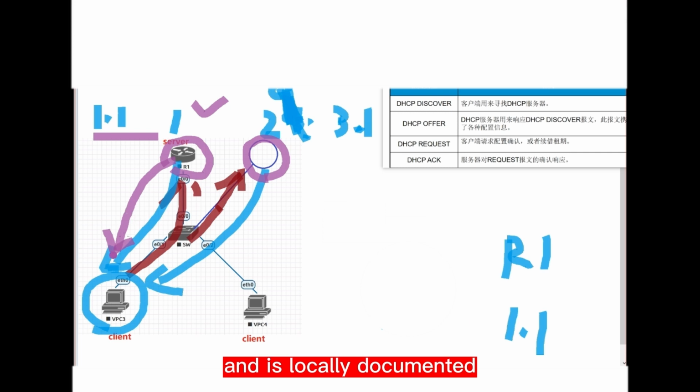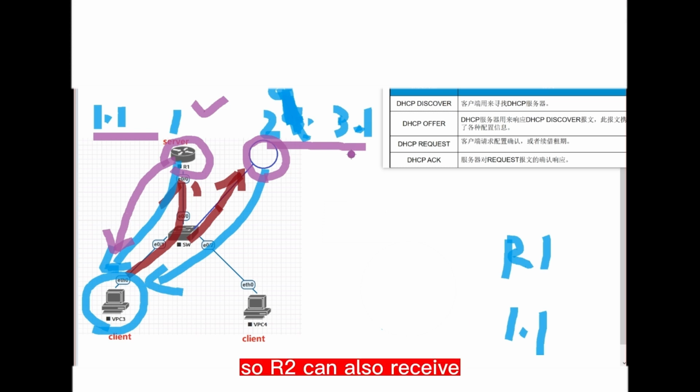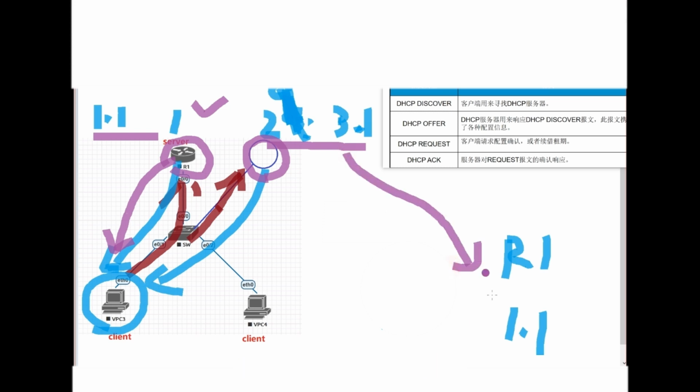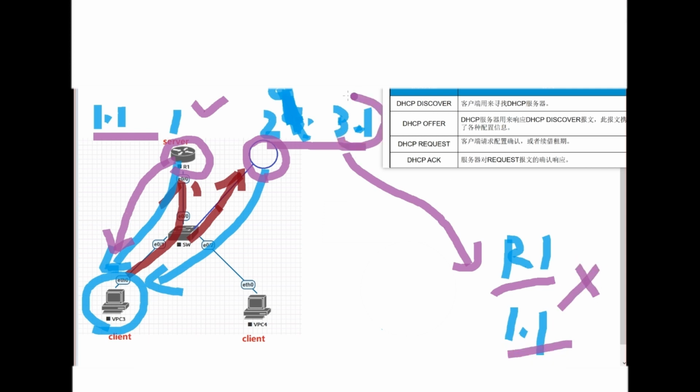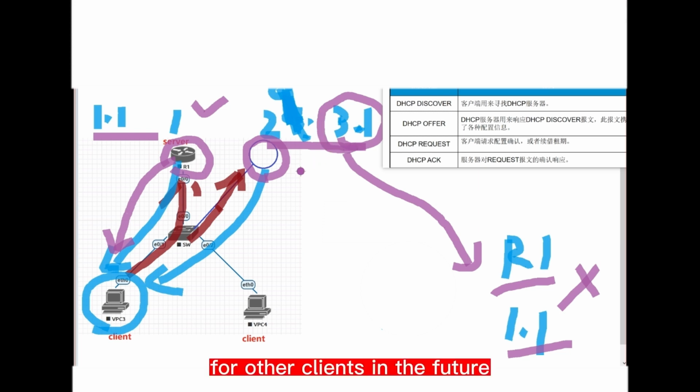And it is locally documented. Why send it to this device? Because it is broadcast, so R2 can also receive it. R2 received it and found that the choice is R1, so it takes back the allocated address for other clients in the future.